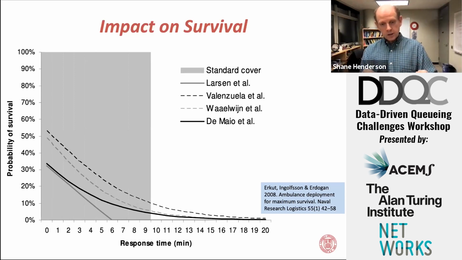So that's kind of one study, but then there's been a bunch of these studies, and most of them are based on using some kind of logistic regression. So they all have similar functional forms, but they all look like this. So if the response time is 0 minutes, you still don't have very good outcomes, maybe 30 to 50% survival rates. But if that response time starts to creep up, then this probability of survival is dropping.